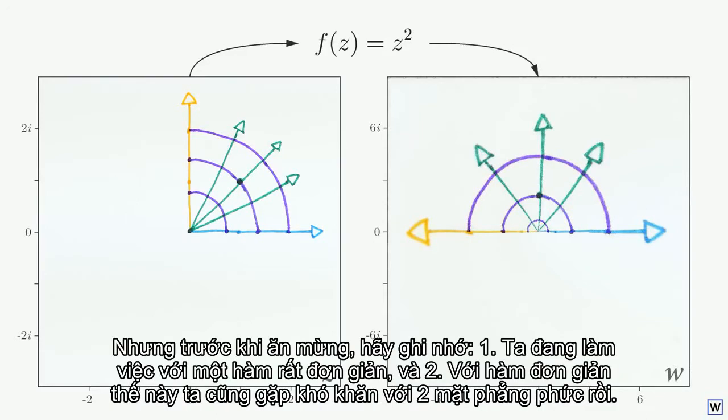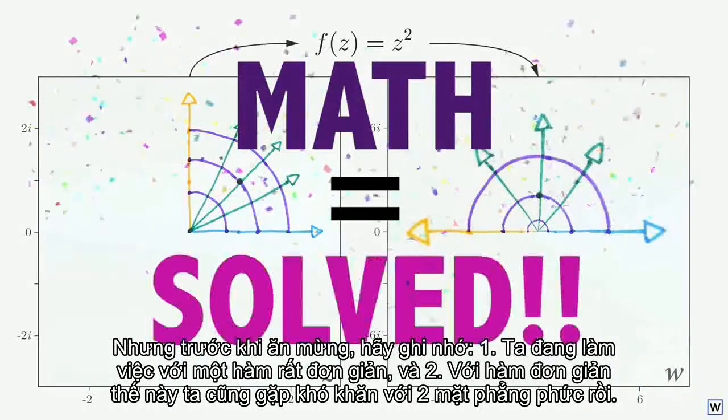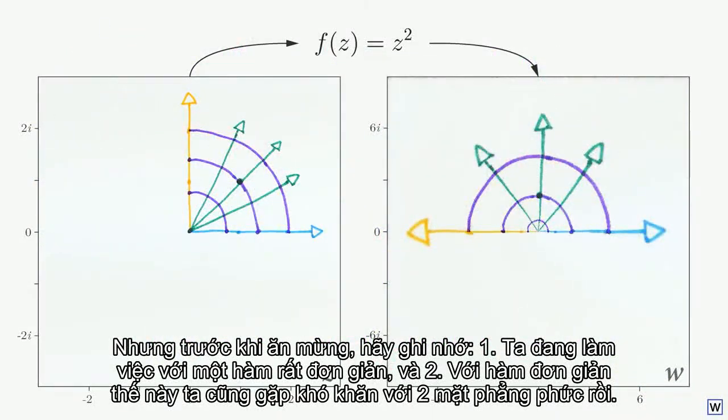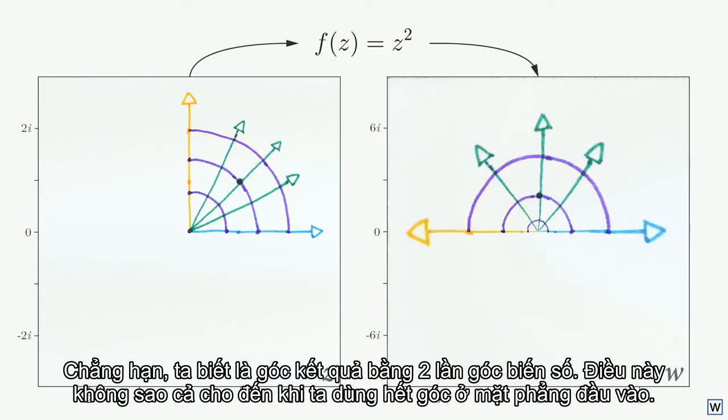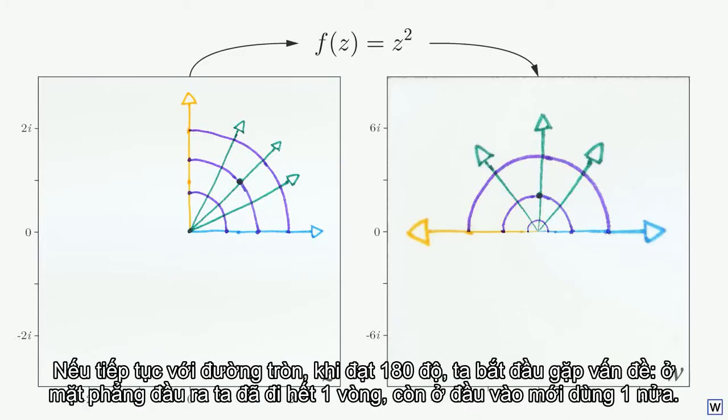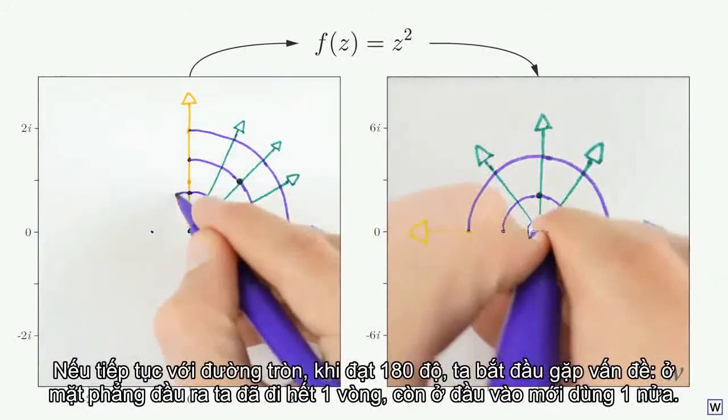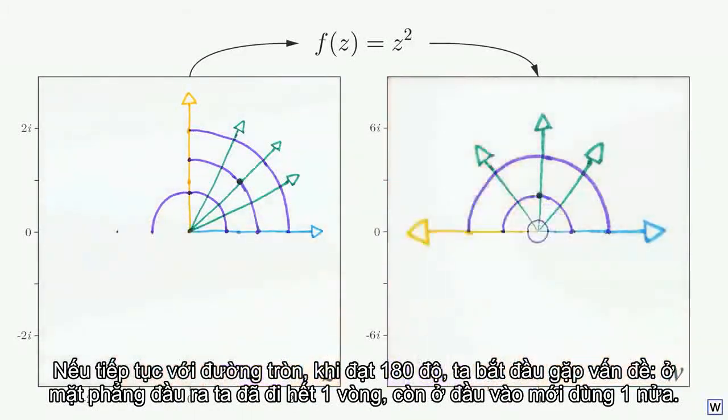Wonderful. But before we celebrate here, let's keep a couple things in mind. For one, we're dealing with a really simple function. And secondly, even for this simple function, we can still run into trouble with our two complex planes setup. For example, we know that our mapping doubles the angle of the input points. This is fine until we use up too much of our input space. If we continue the circles we started earlier, once we arrive at 180 degrees, we begin to see a problem.